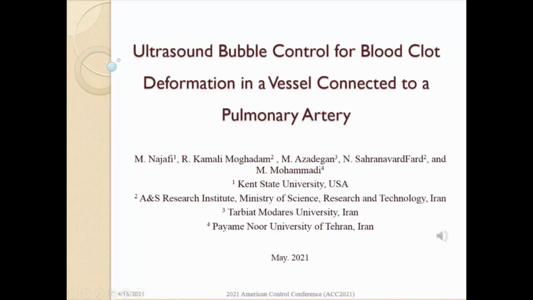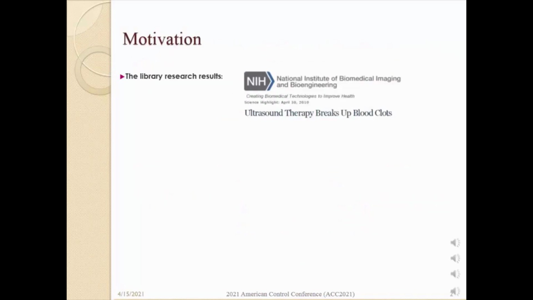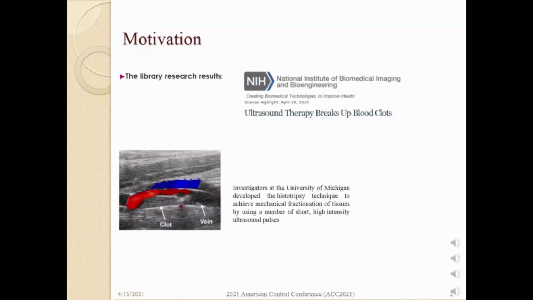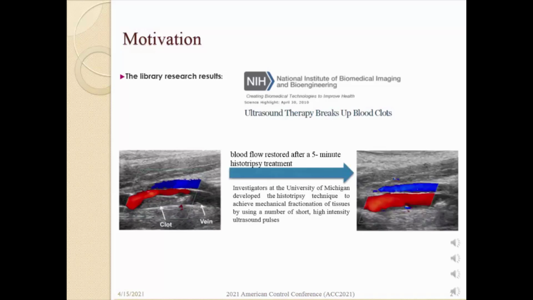The title of our presentation is Ultrasound Bubble Control for Blood Clot Deformation in a Vessel Connected to a Pulmonary Artery. Investigators from the University of Michigan have developed a non-invasive technique that can break up the clots in deep veins. This figure shows that blood flow in a pig blood vessel is blocked by a clot. As you can see in the right figure, after a 5-minute histotripsy treatment, blood flow is restored.